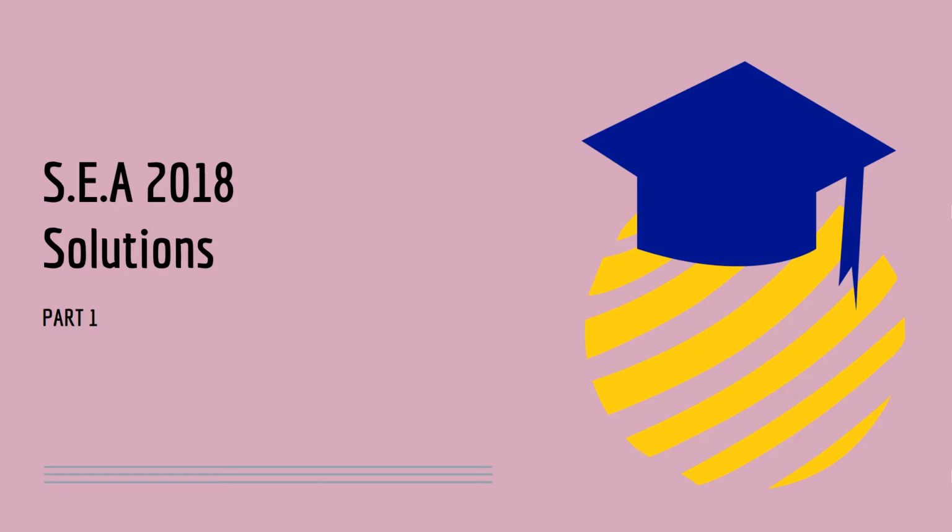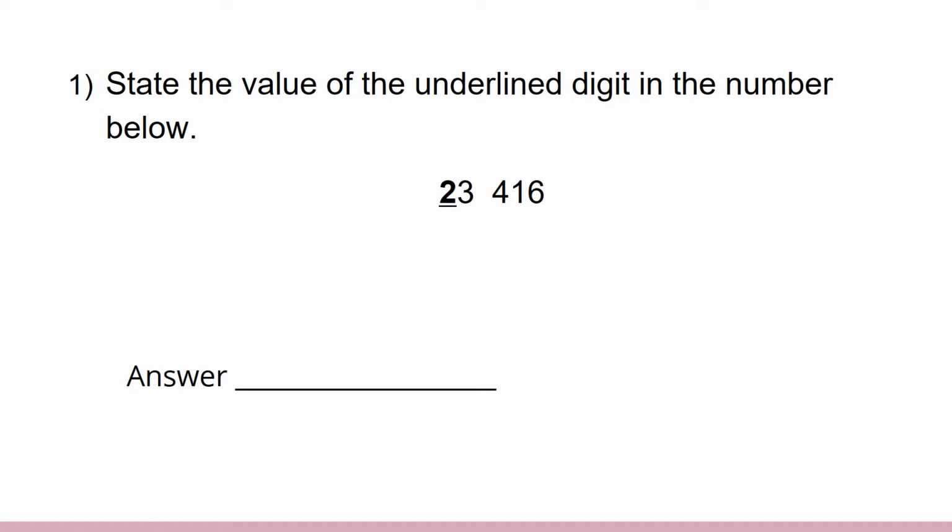Today we'll be doing C 2018 solutions from questions 1 to 15. Our first question: state the value of the underlined digit in the number below. This number is 23,416 and the value of the underlined digit is 20,000. How do I know that? It's because it is in the tens of thousands place.